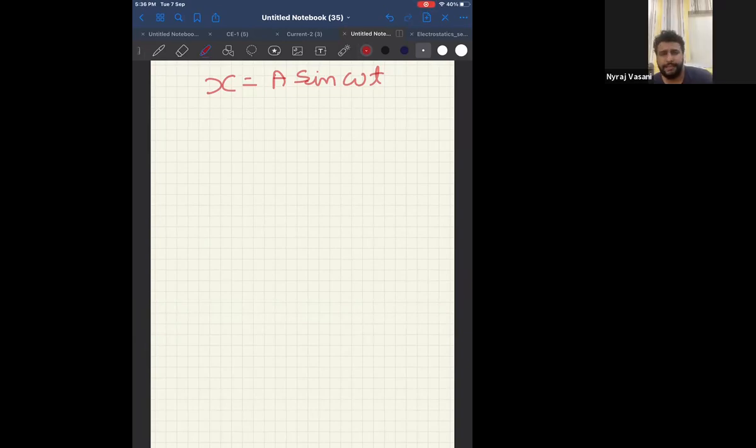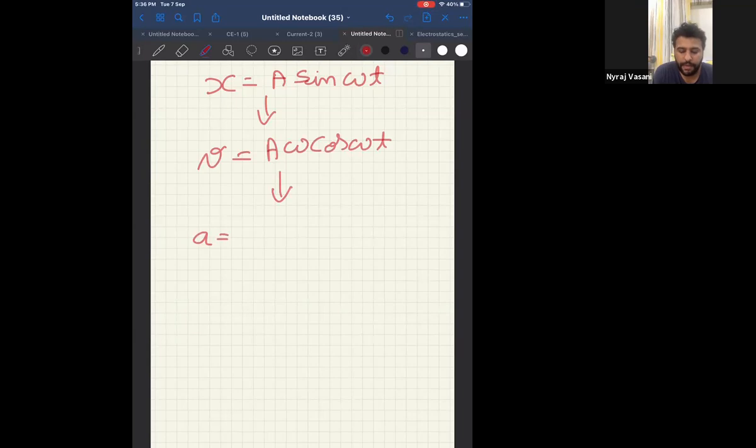Now see here, x is equal to A sine omega t. Now, how do I get velocity? Remember this, velocity is equal to A as it is, and differentiation of sine omega t is omega cos omega t. And acceleration is equal to minus A omega square sine omega t. Clear? Now listen to me carefully. Look at the final answers on the screen.